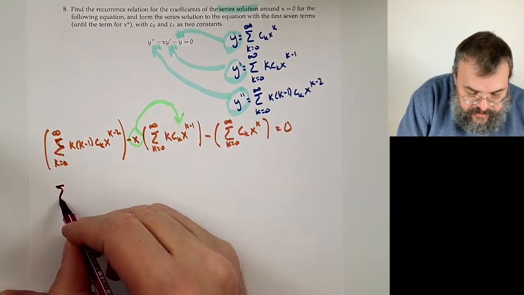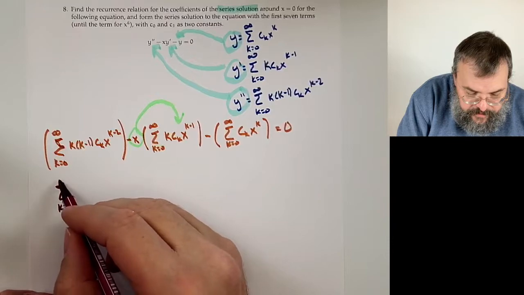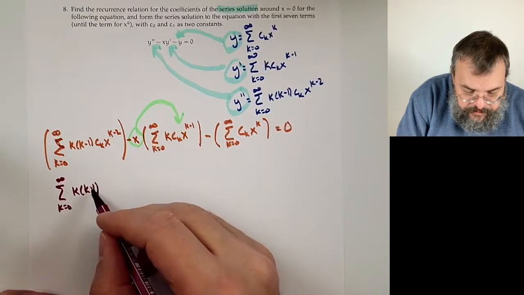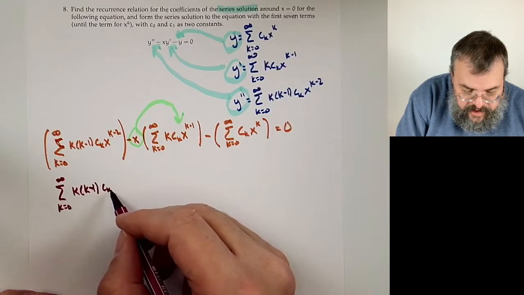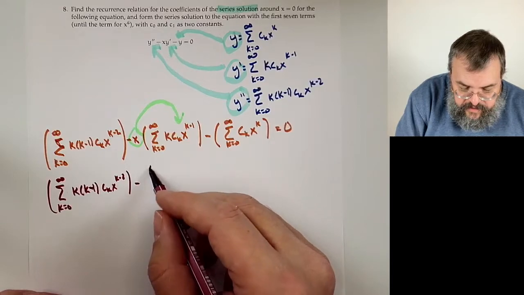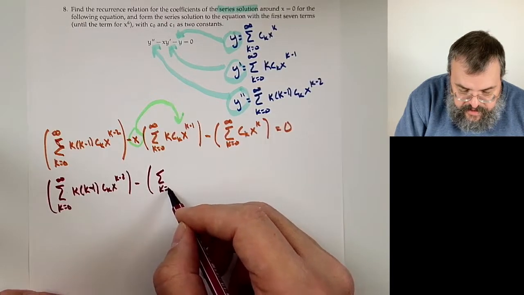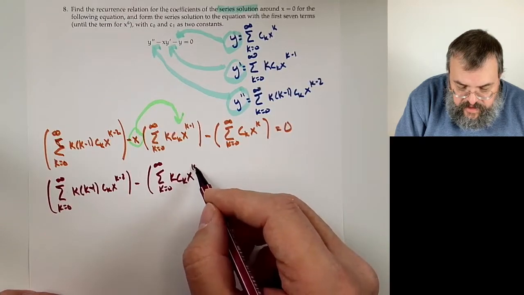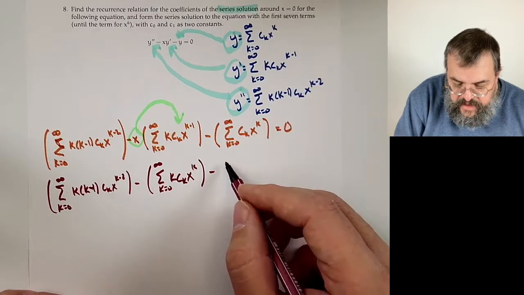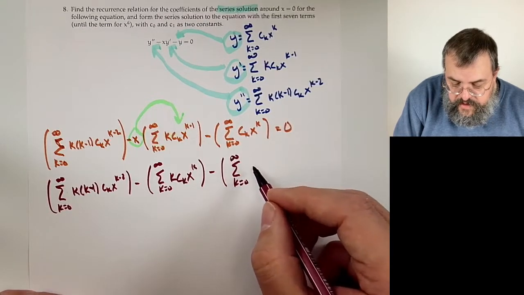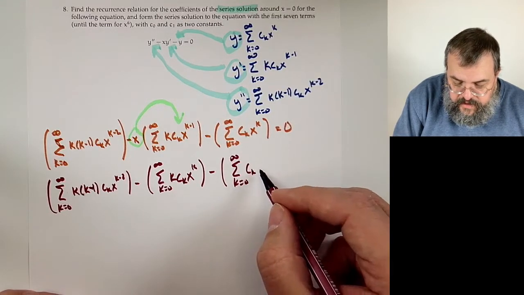We sub the sums. So sum k equals 0 to infinity, k minus 1, ck x to the k minus 2, minus sum. Now when you bring this in, this will become k ck x to the k, minus the sum, k equals 0 to infinity, ck x to the k.